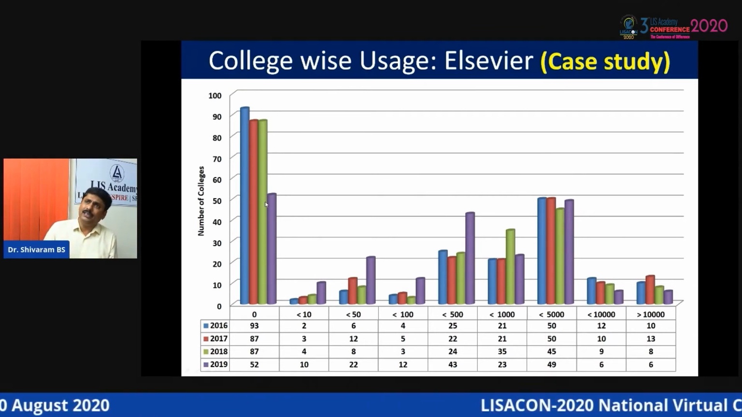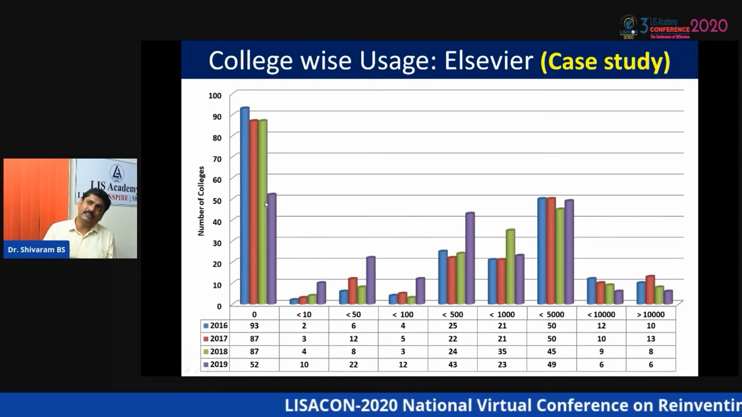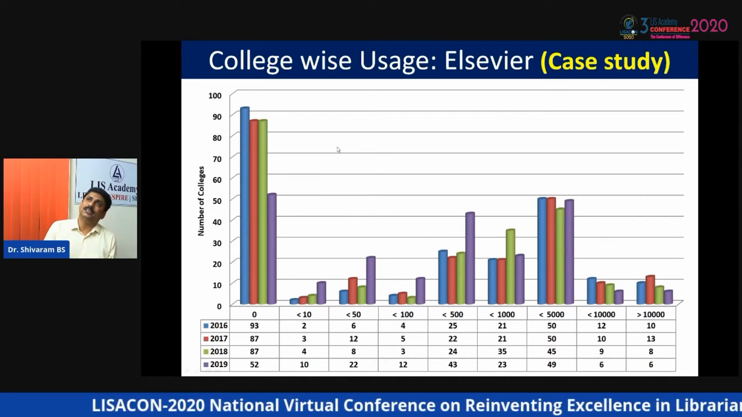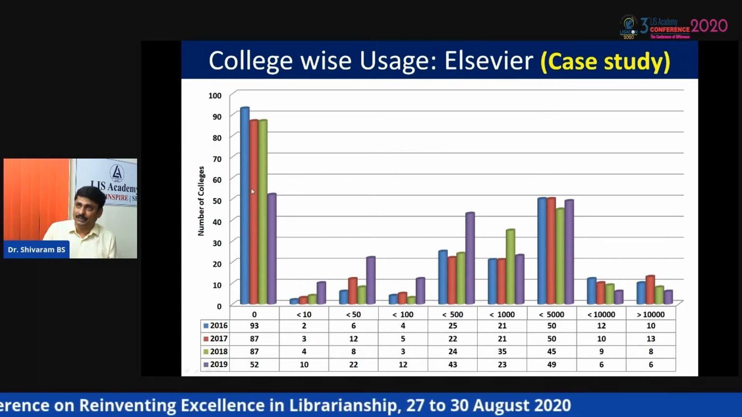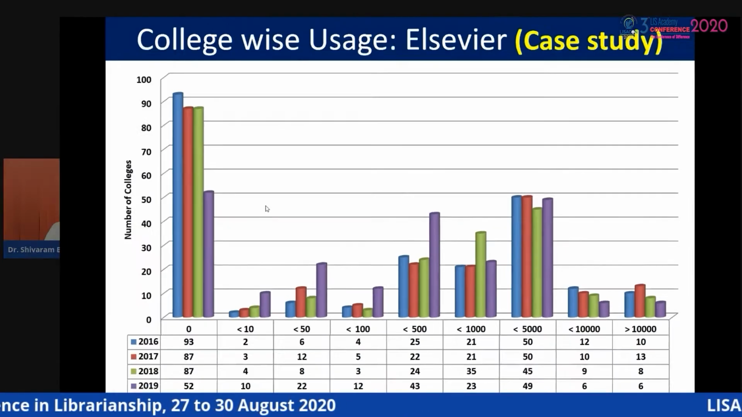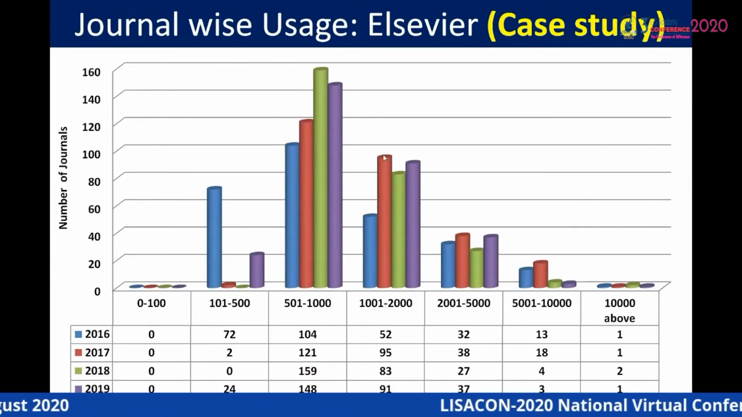And also, every year in negotiation, we put this data to publishers, so that out of 220 colleges, this number of colleges have nil usage. So this will also help us in negotiation to some extent. And also journal-wise usage.